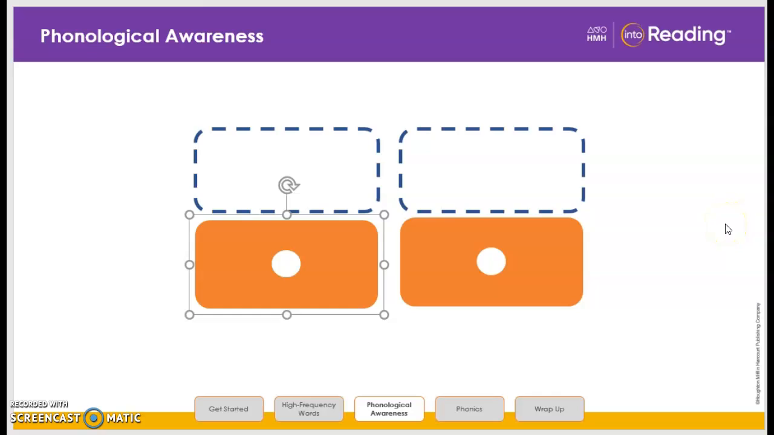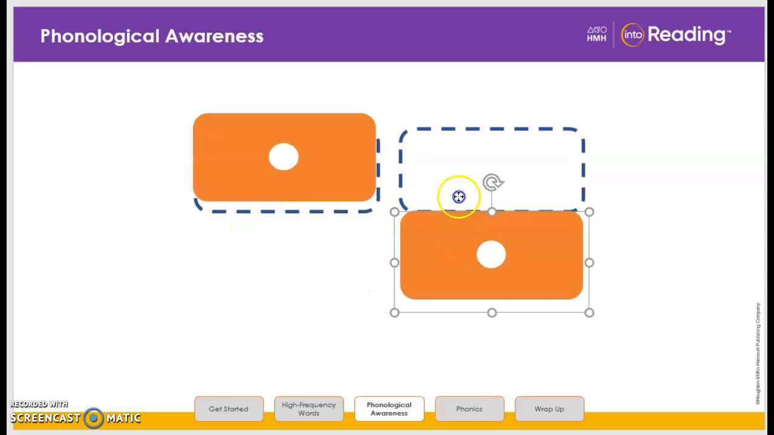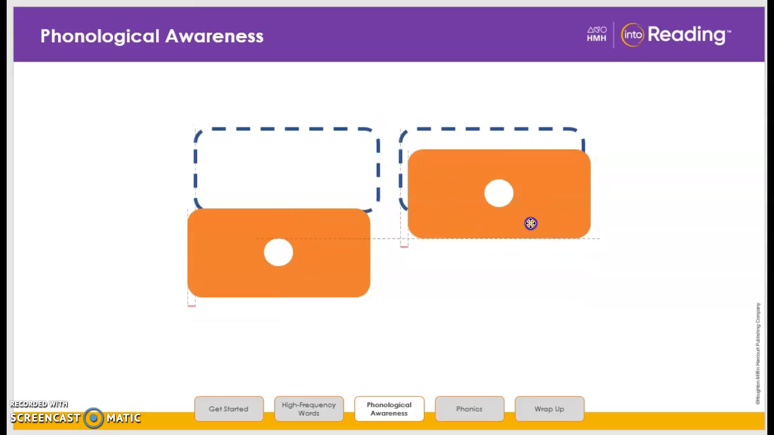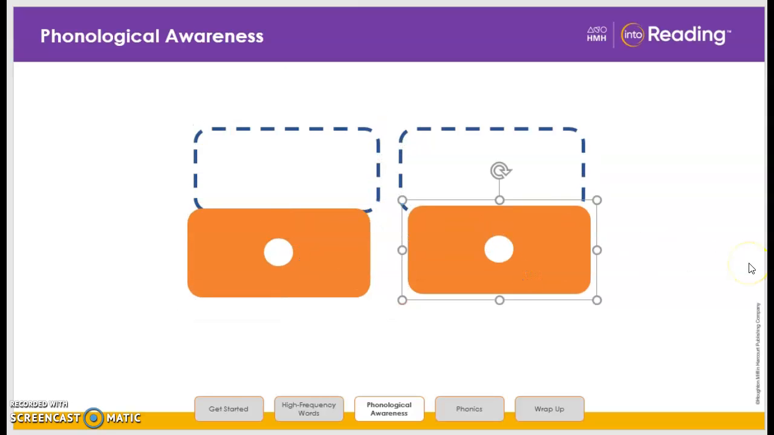Now I want you to do one on your own. Try it with the word depart. Depart. Remember to push up your objects as you say your syllables. Depart. Is that in the first or the second? That one is in the second. That R sound is in the second syllable.